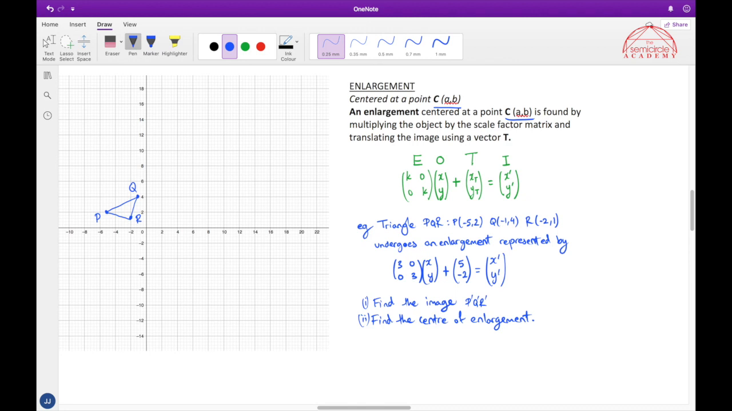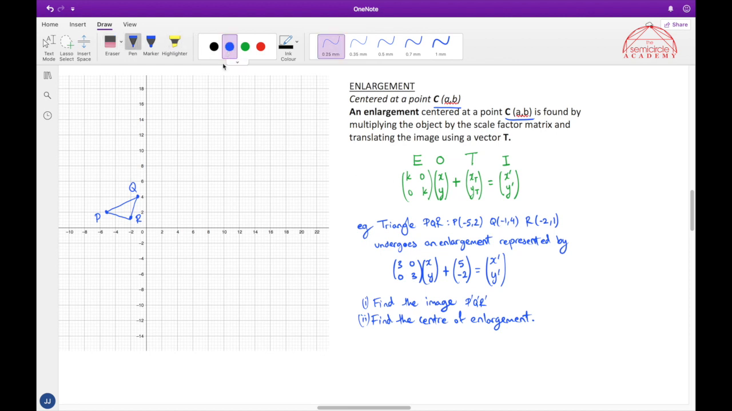So how do we find an enlargement where the center of the enlargement is some point AB? Well, we take the enlargement, just as usual, the enlargement matrix with the scale factor, and multiply it by the object. And that will actually give us an enlargement from the origin. But then we have to add some translation t in order to shift it off the origin.